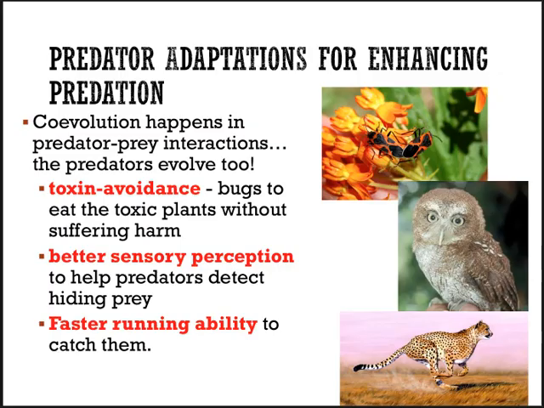Of course, we've got coevolution. With coevolution, we have to take into consideration that it's not just the prey that are evolving, it's also the predators. So predators have evolved things like toxin avoidance. Remember, some plants have a lot of toxins in them. Well, there are some animals that can perfectly well eat those toxic foods, and so we say that they have coevolved toxin avoidance.